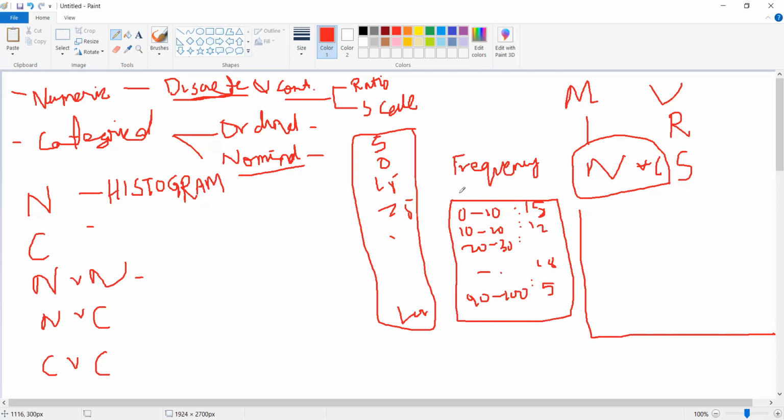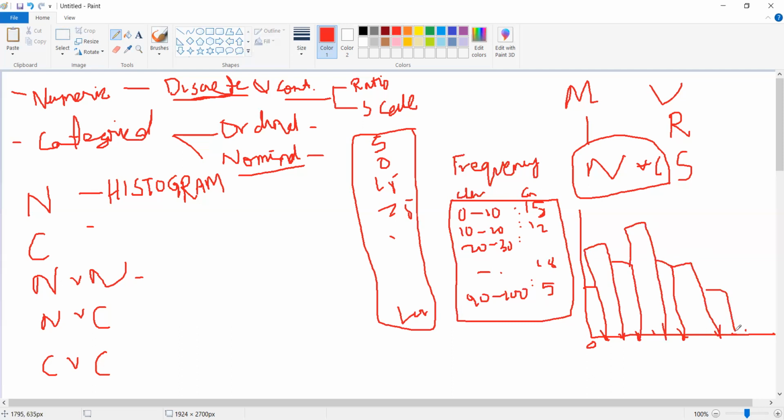So you will have class here, and this is the count. That is the frequency table. And if you convert the frequency table into a bar graph, it's called a histogram. So here you'll have 0, 10, 20, 30, 40, and so on. You will have a bar graph like this. This is an important graph, and this histogram is important. We will discuss it again in detail in some time.